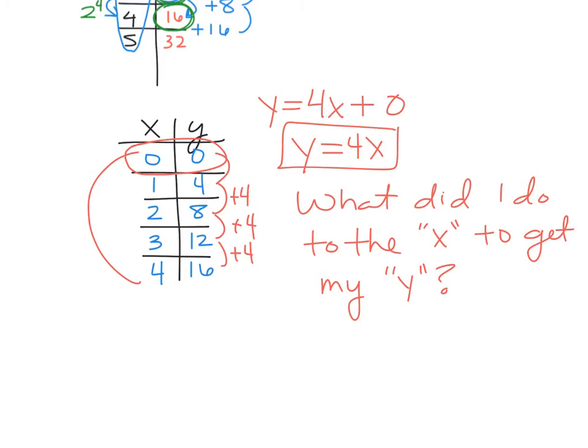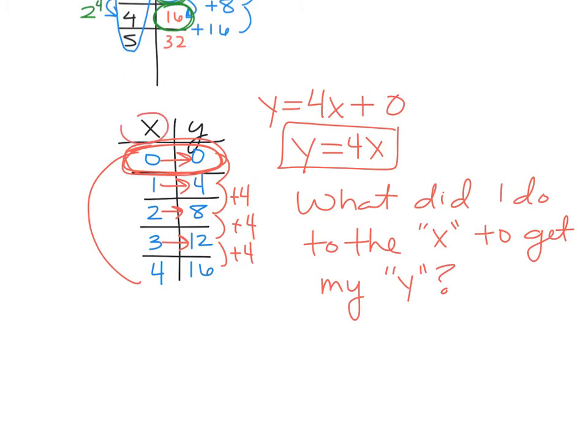Okay, so let's think about that way instead. If you look at 0 to 0, what did I do to 0 to get 0? What did I do to 1 to get 4? What did I do to 2 to get 8? What did I do to 3 to get 12? Multiplied by what? 4, okay?